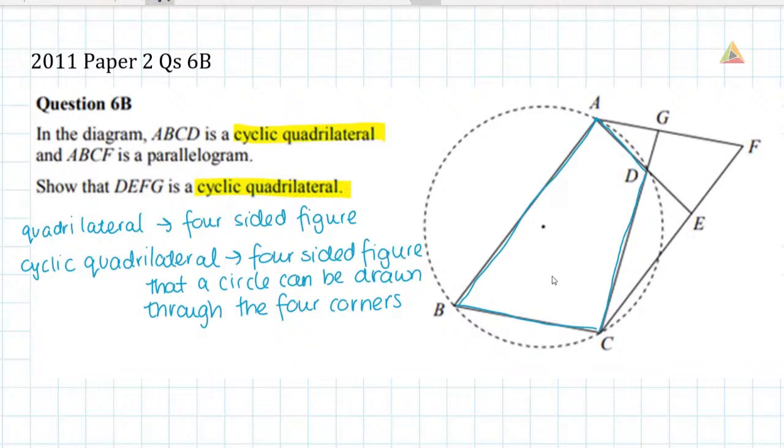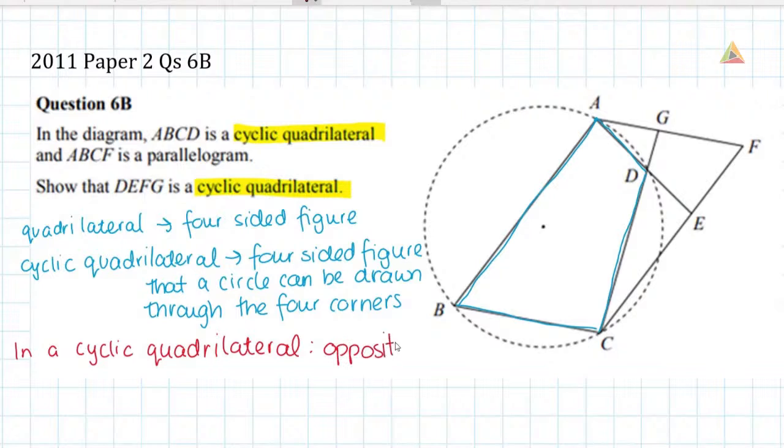Not all quadrilaterals are able to be cyclic quadrilaterals, so we can't always draw circles through the four corners of a quadrilateral, only when they have certain qualities. And the most important thing about this is, in a cyclic quadrilateral, opposite angles sum to 180 degrees.